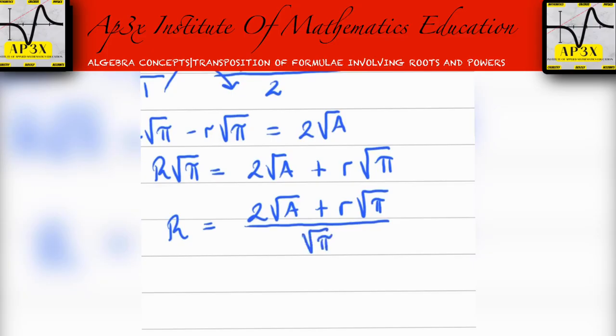All right? Or as some teachers will write, 2 A to the power of a half plus r times pi to the power of a half, all divided by pi raised to the half. Some teachers will write the answer like that.